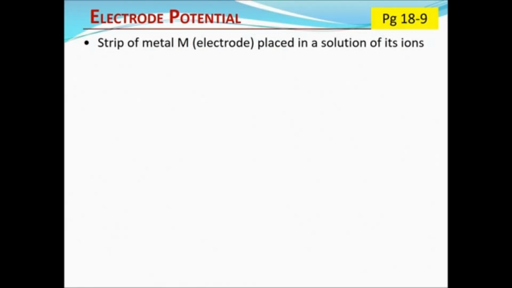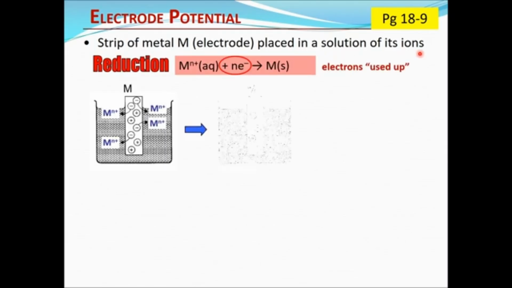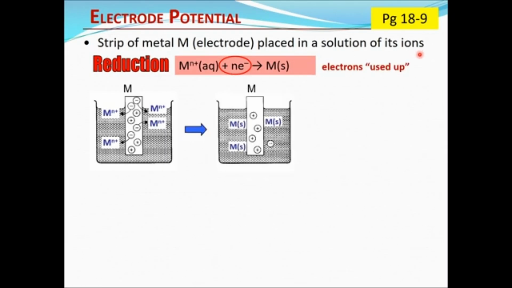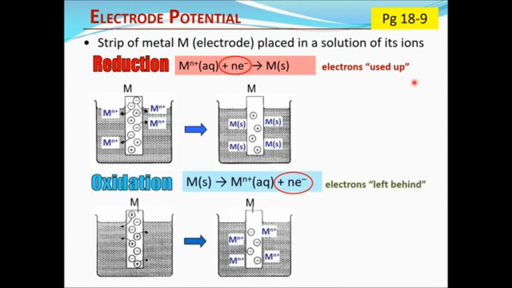Okay, we're going to explore here what an electrode potential is and how it comes about. Alright. So firstly, if we place a strip of metal in a solution of its ion, you expect two reactions that could be happening, or do take place, and they are opposing reactions. One is a reduction, the other is an oxidation.